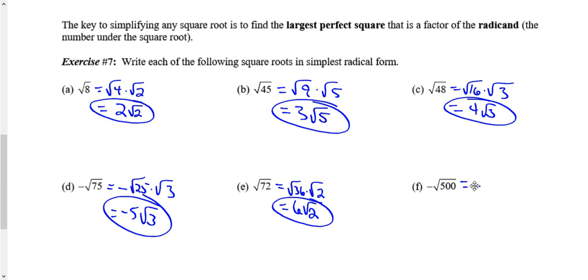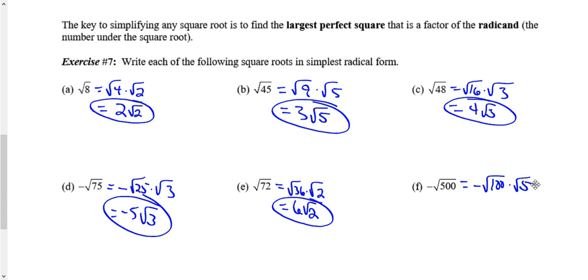Does 100 go into 500? Is it a perfect square? How many times does 100 go into 500? So I can rewrite 500 as what times what? 100 times 5. So it'll be negative square root of what? 100 times what, Hannah? Not 5, the square root of 5. There you go. That negative sign just sits there.